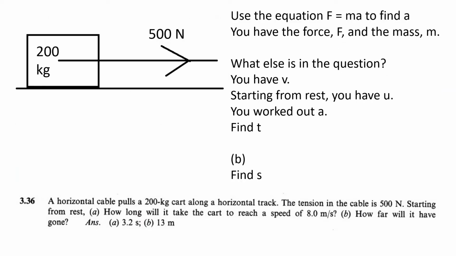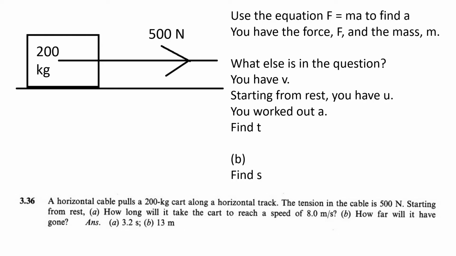Now, to answer this question, you should use the formula F equals ma. Because you know that the tension in the cable is 500 newtons, you've got the mass, which is 200 kilograms, the tension is 500. You can use F equals ma to find out the acceleration.